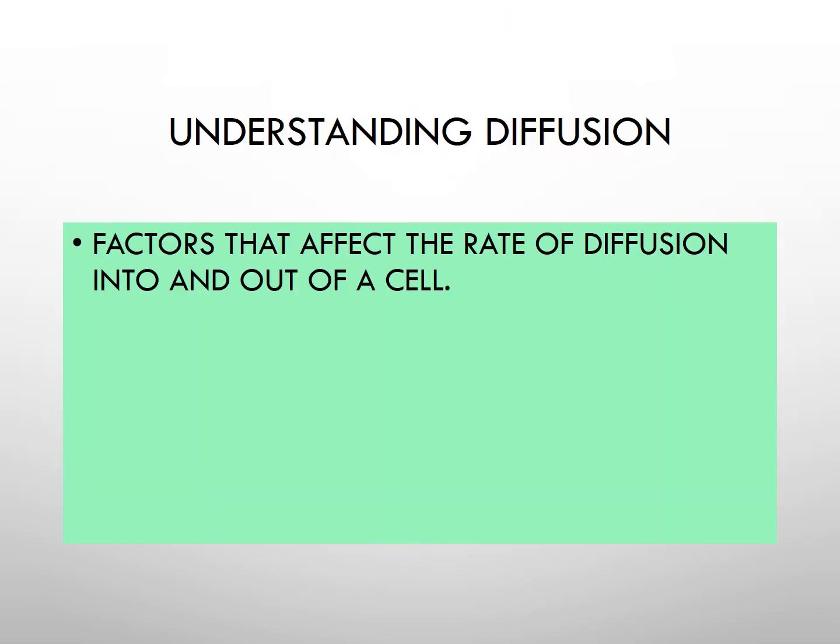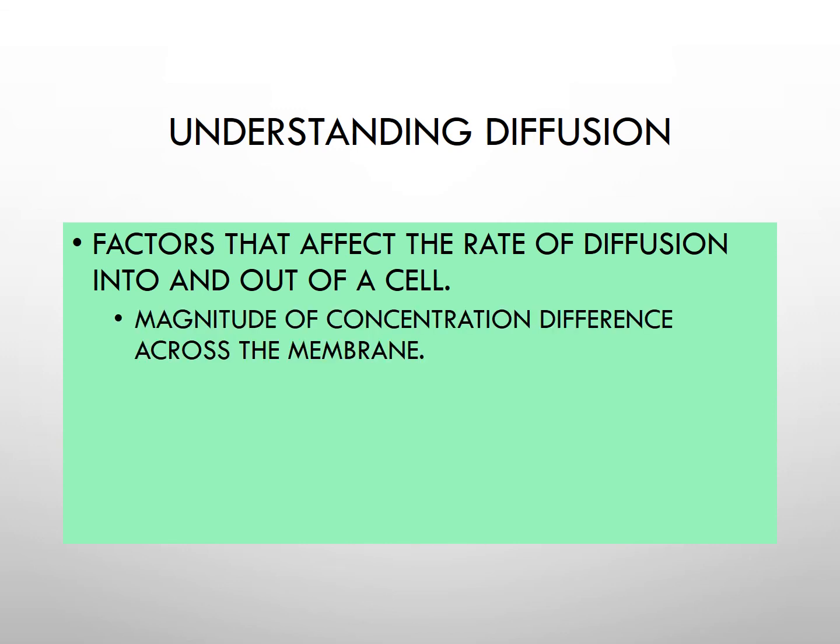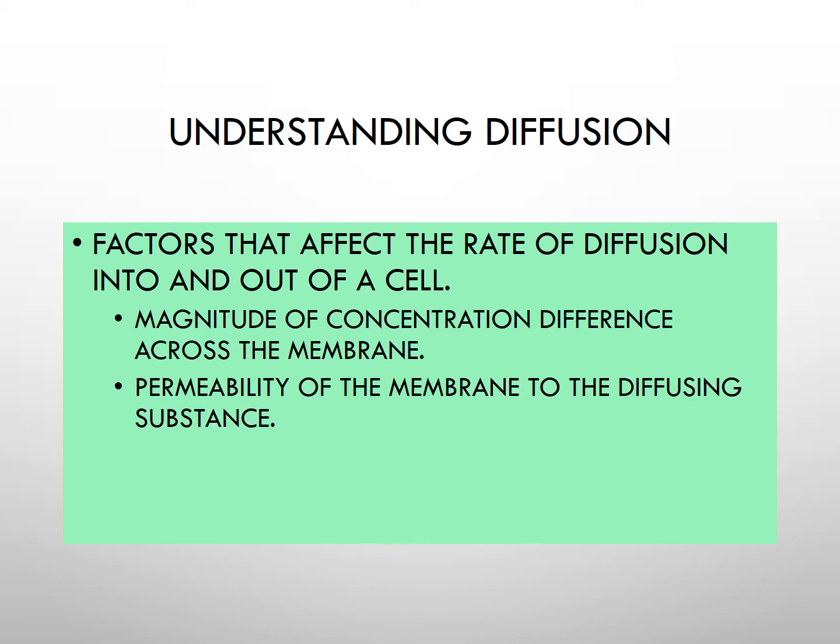There's a number of other factors that can influence the rate of diffusion, or that can influence the way that molecules make it into or out of a cell. For instance, the magnitude of that concentration difference is paramount. If there's a very small difference in concentration, then the net movement of molecules across a membrane is likely going to be very low.